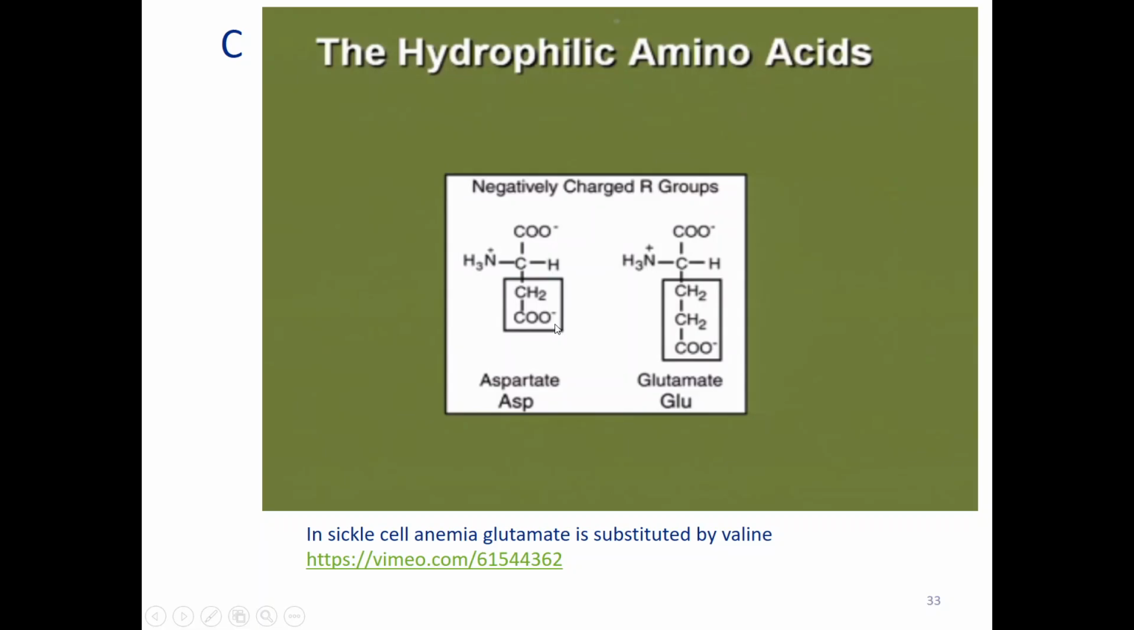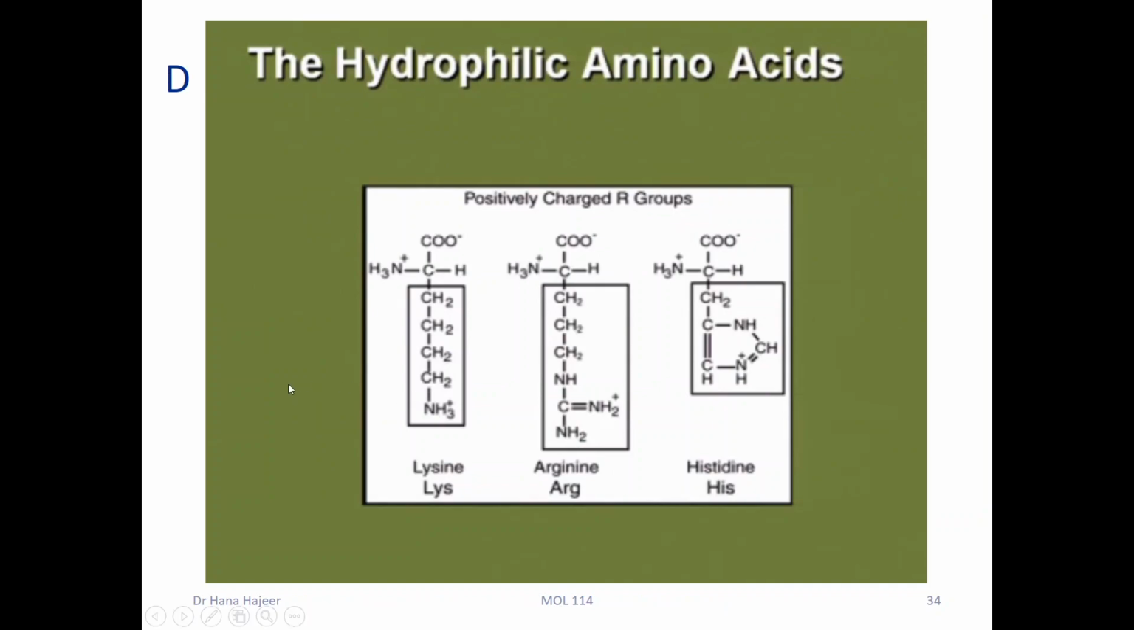Or we call them basic or acidic. If they form a negative charge, is it basic or acidic? Acidic, because they donate the H plus, so they will become negatively charged. And these are aspartate and glutamate. And the 3, histidine, arginine, lysine, they are hydrophilic but positively charged. So these are also classified as what? Acidic or basic? Basic, because they will accept the H plus and they will become positively charged.